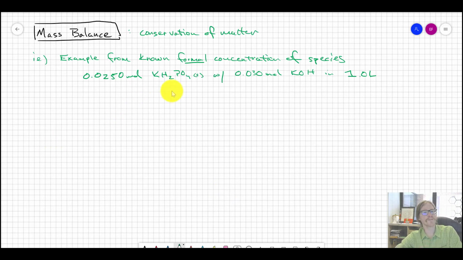So for this example, you know the formal concentrations of several of these species. By formal concentration, I mean the concentration of the stuff that you put into the solution pre-equilibrium. We know that here we've got 0.0250 K2PO4, so this is a potassium phosphate salt mixing with a strong base, KOH, in 1 liter. And 1 liter just makes it convenient because these are essentially concentrations then.